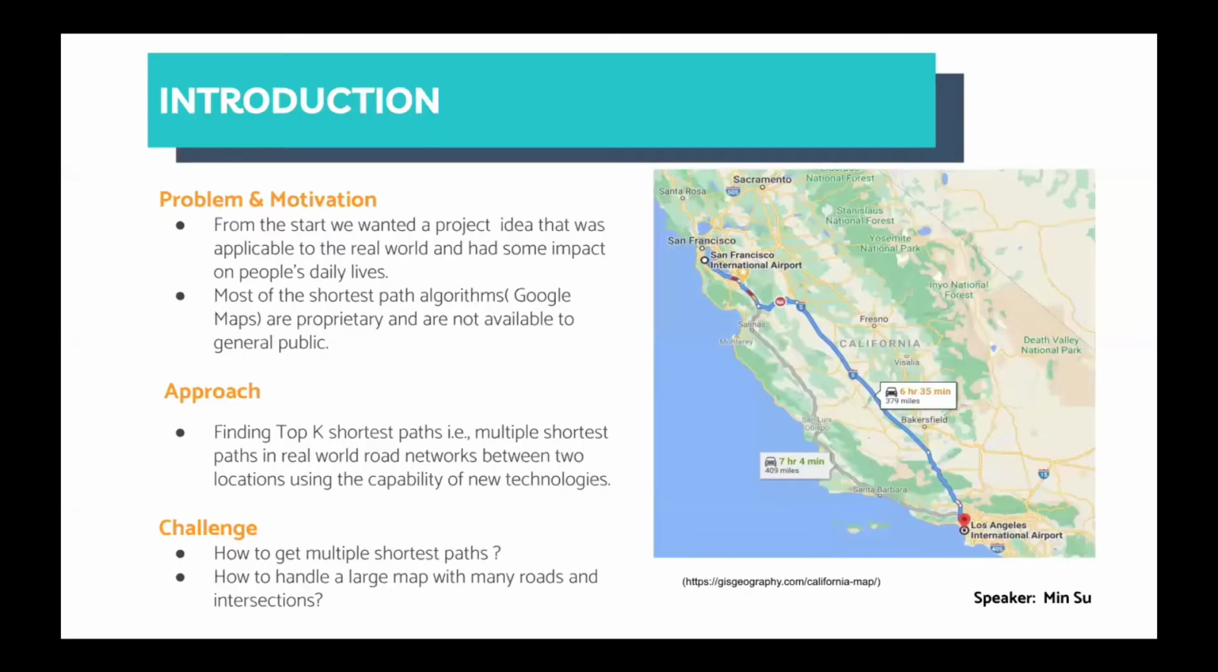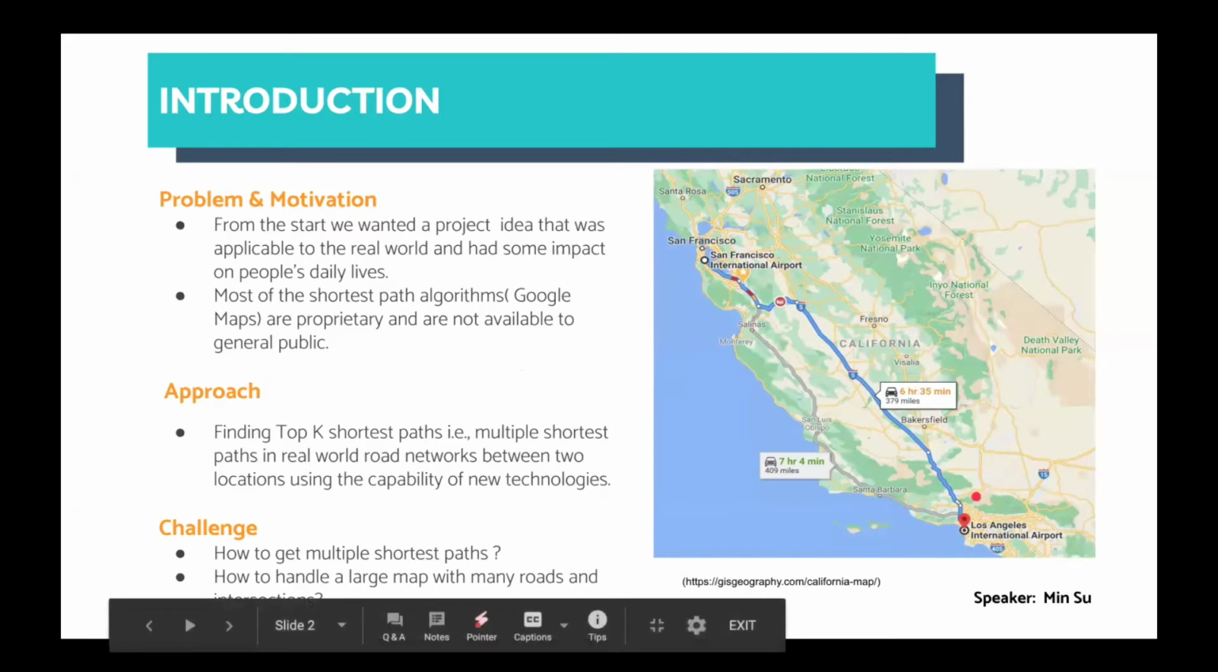From the start, we wanted a project idea that was applicable to the real world and had some impact on people's daily lives. Graph algorithms are widely used in the real world, but most shortest path algorithms, like Google Maps, are proprietary and not available to the general public. So our approach is finding top K shortest paths, which means multiple shortest paths in real-world route networks between two locations, using the capability of the new technologies.